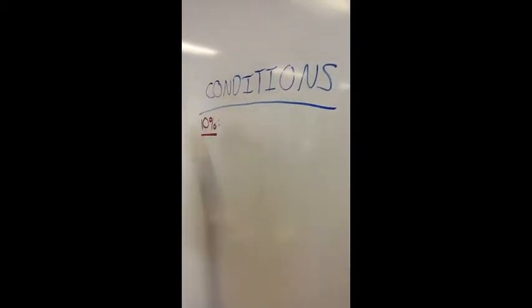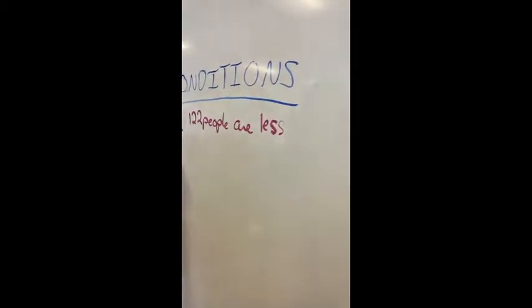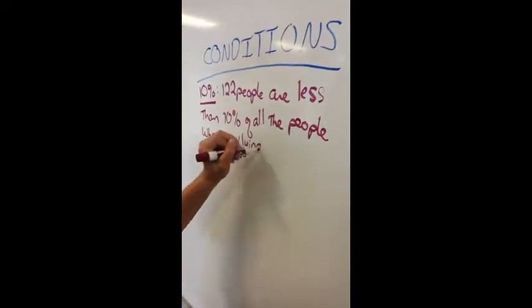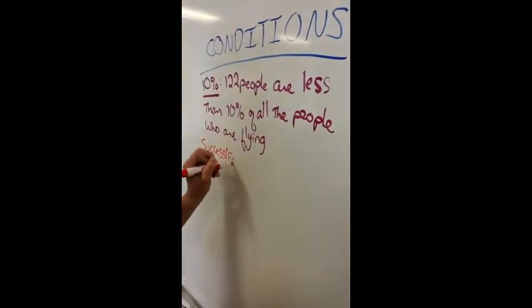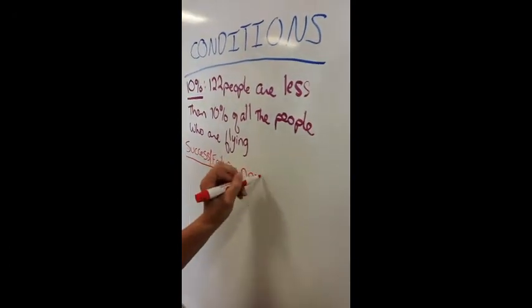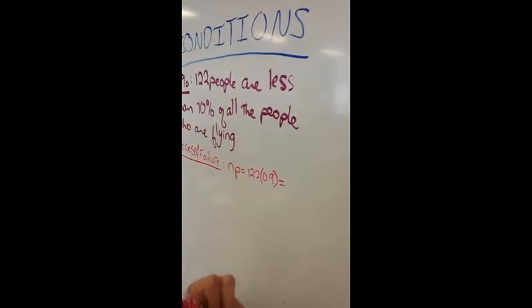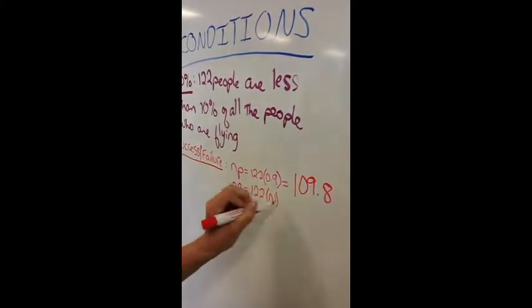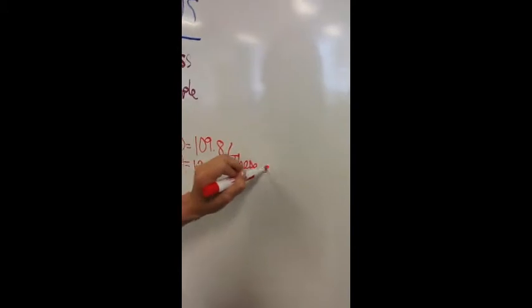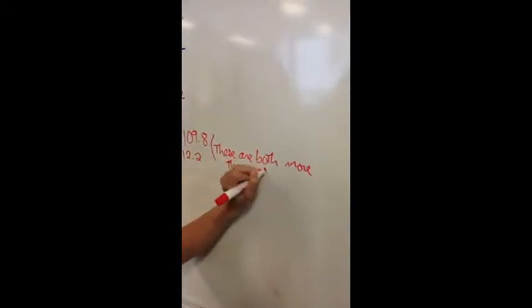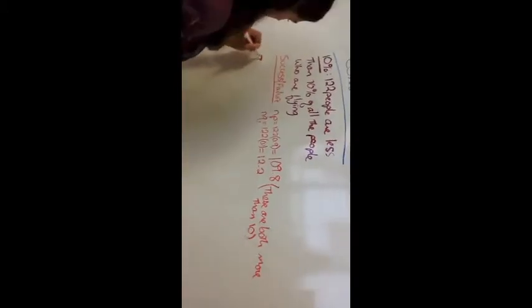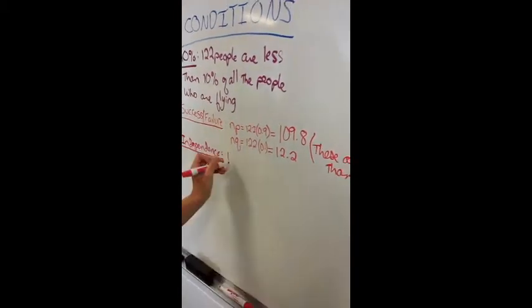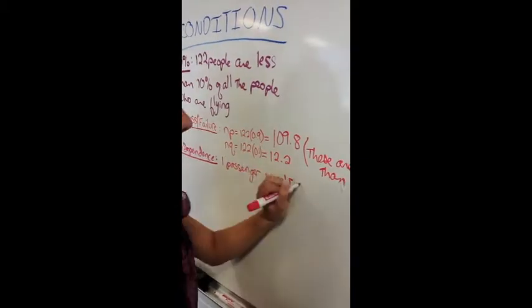First, the 10% condition. 122 people are definitely less than 10% of all people who fly. Next is success or failure, which is found by multiplying p by n and then q by n. 122 times 0.9 equals 109.8, and nq is 122 times 0.1, which is 12.2. Both of these are greater than 10, making the success-failure condition satisfied.